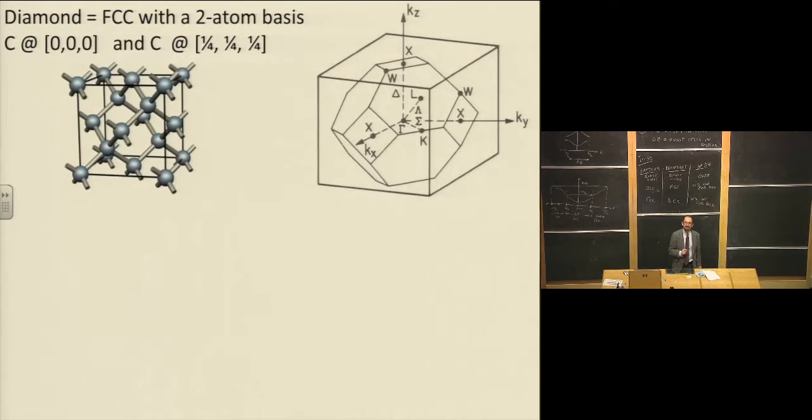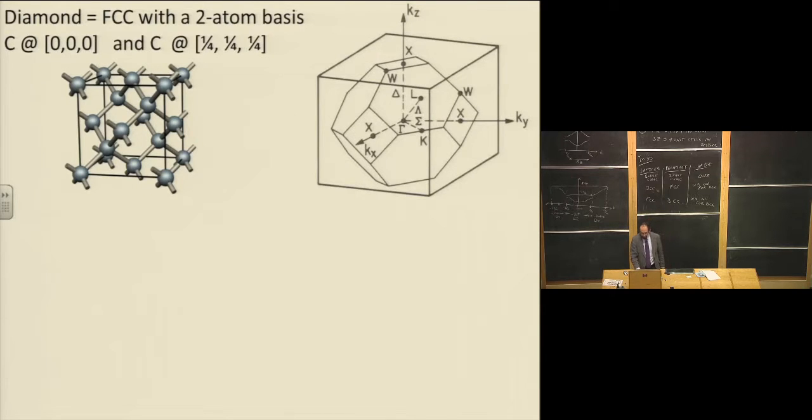No. No. Oh my gosh. So there's 2 atoms in the primitive unit cell. Each atom can move in 3 possible directions. So that means you have 6 modes.